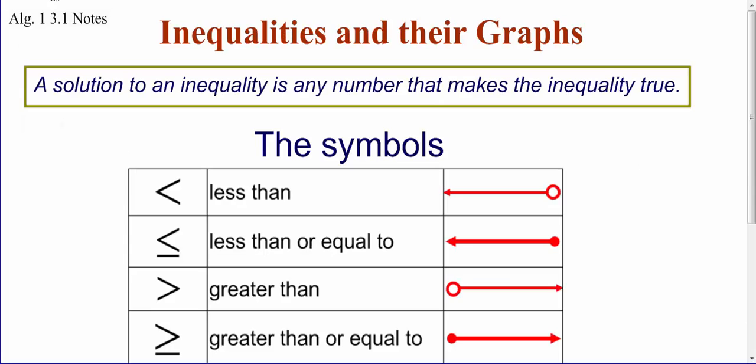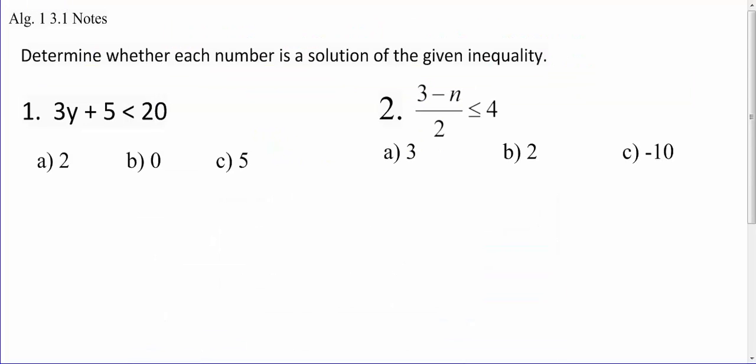And one thing I didn't do, I should read this definition. A solution to an inequality is any number that makes the inequality true. That's what we're going to look at to begin with. So, number 1, it says 3y plus 5 is less than 20. So what I'm going to do is plug in a value for y. We're given 2 is our number, so I'm going to do 3 times 2 plus 5 is less than 20.